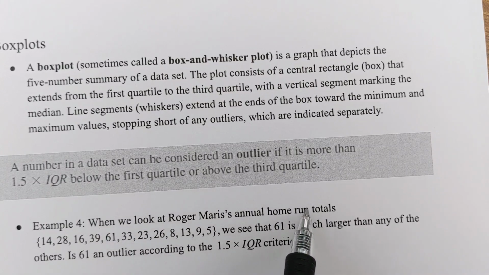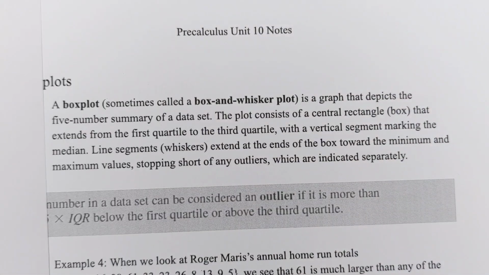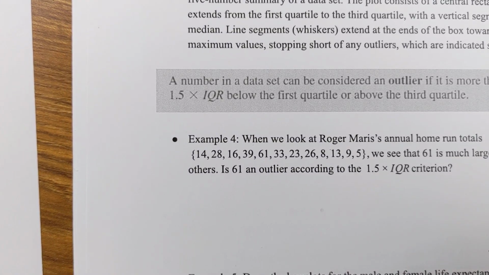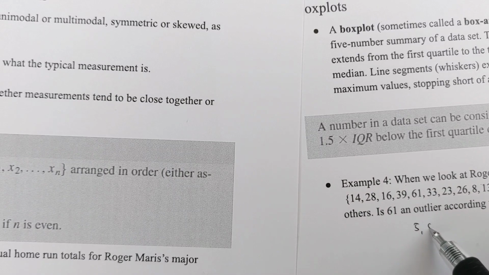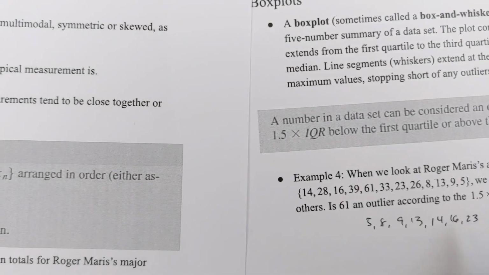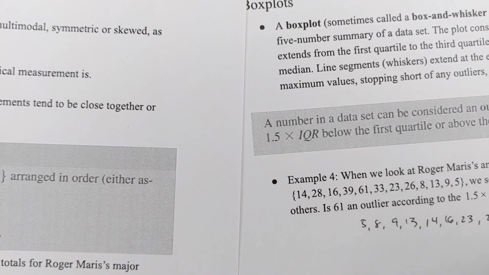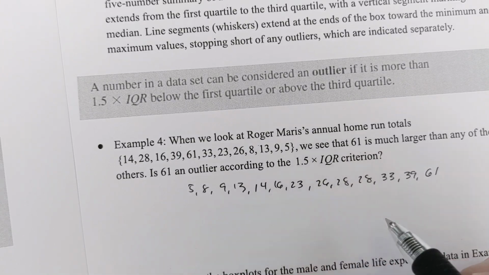So when we look at Roger Maris's home run totals, we see that 61 is much larger than any of the others. Is 61 an outlier according to this criteria? So actually here, well, I saved my work. So here were Roger Maris's totals in order: 5, 8, 9, 13, 14, 16, 23, 26, 28, 33, 39, 61. So list in order. The median was here.